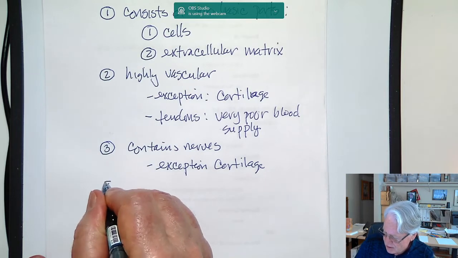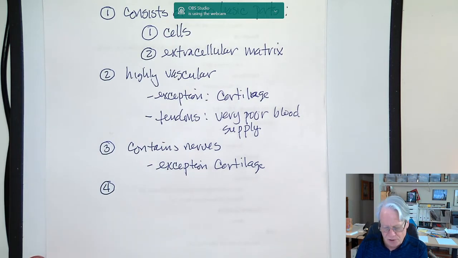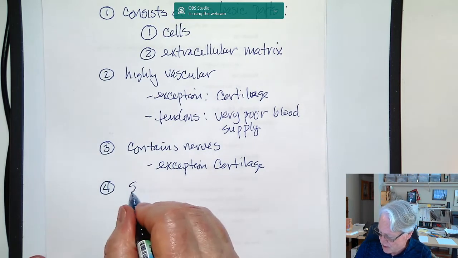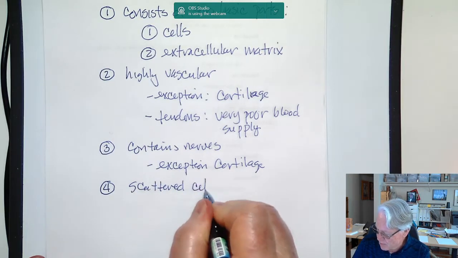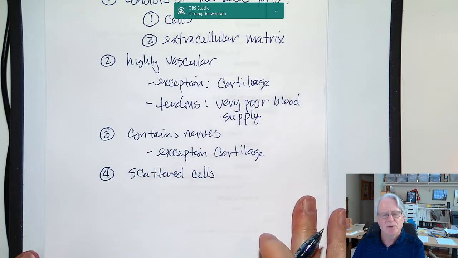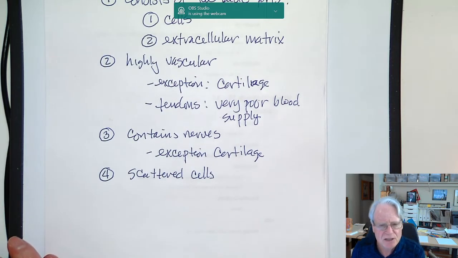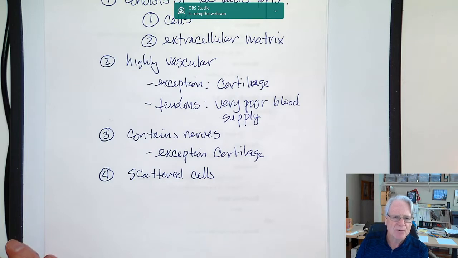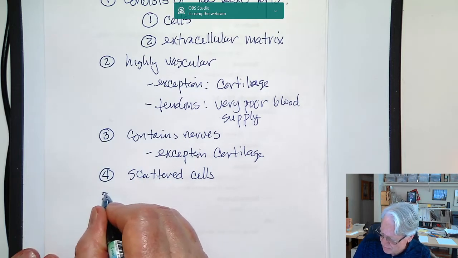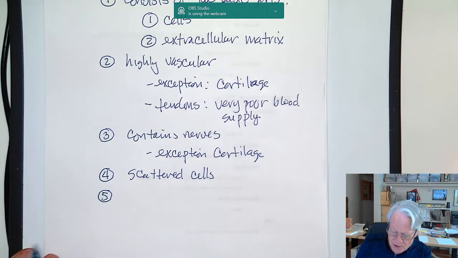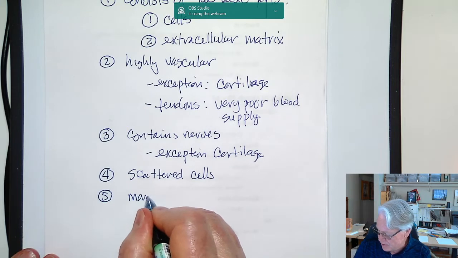Fourth is that unlike epithelial tissue, when we look at the cells, they are scattered. Remember, when we looked at epithelial tissue, they were closely packed together. This is not going to be the case with connective tissue. The cells are scattered about with a lot of extracellular material in between them. Right? And then number 5, there are many different types of cells.